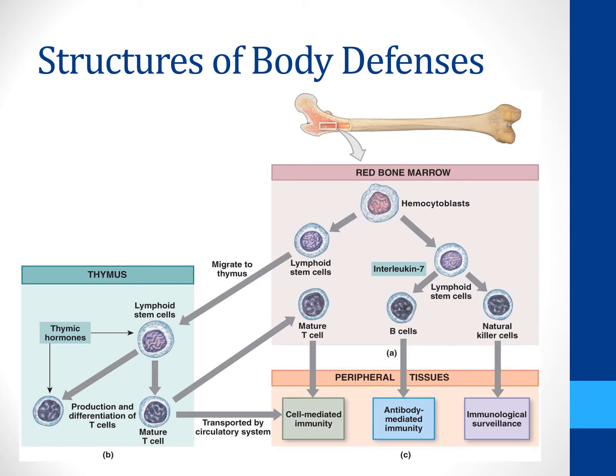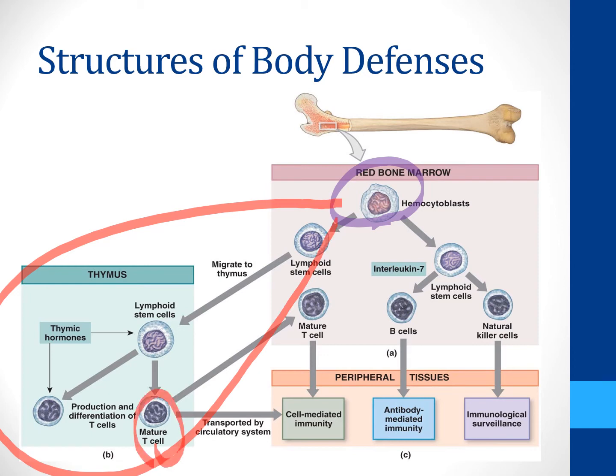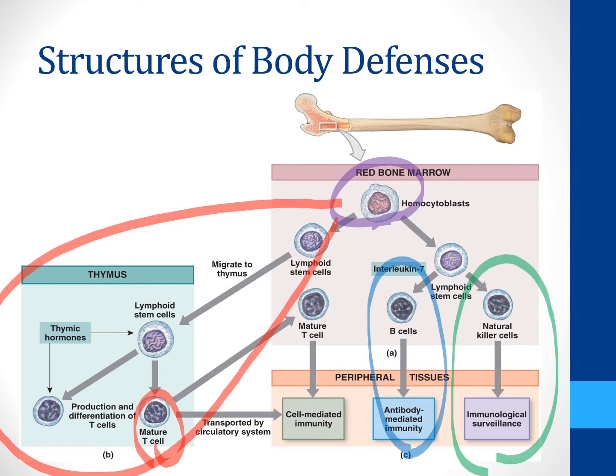This is showing us where our lymphocytes come from. So we have our red bone marrow, and we start with the hemocytoblasts. Those are going to differentiate into lymphoid stem cells. So all of our lymphocytes are going to come from lymphoid stem cells. And then some of those lymphoid stem cells are going to go over to the thymus, where they're going to create T cells. So T cells are thymus-dependent lymphocytes. And then other ones are going to create B cells within the red bone marrow. And the last are going to create natural killer cells.